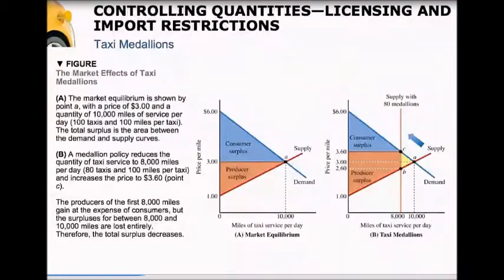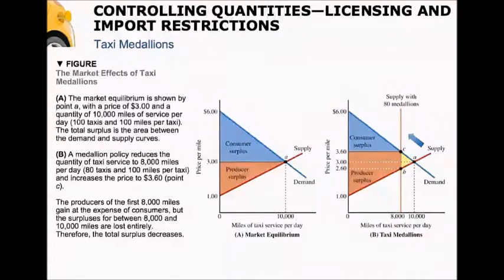Now, suppose we think there are too many taxis and we reduce the supply of taxis by requiring licensing. In other words, we supply 80 taxi medallions, which reduces the quantity to 8,000 miles of taxi services per day. And what will be the result of that? Well, if there were only 8,000 miles of taxi services produced per day, then the price would rise to $3.60 per mile.